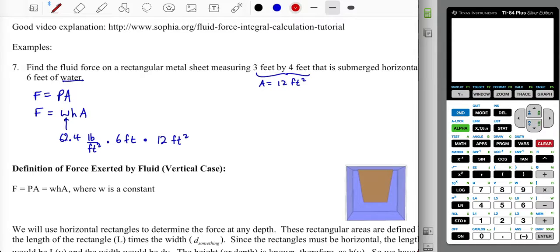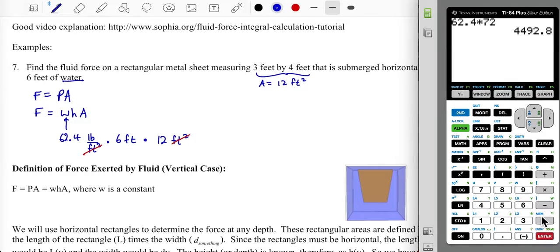So feet squared cancel, and we're just looking at the product of these measures. So 62.4 times 6 times 12, so times 72, is going to be 4492.8. And the only things that are left are feet and pounds. So that would be our units, foot-pounds.